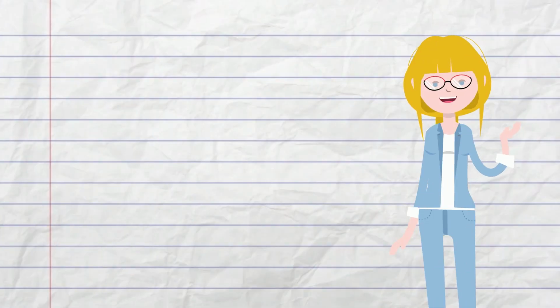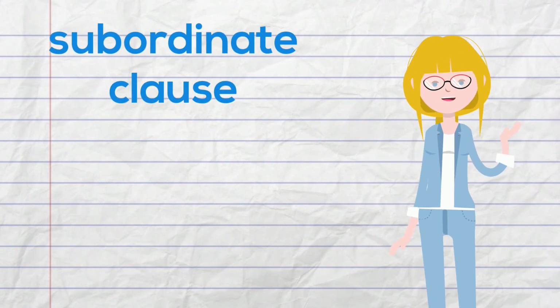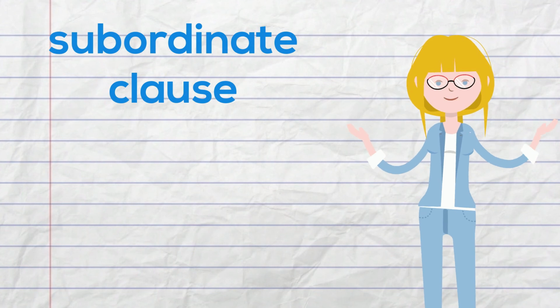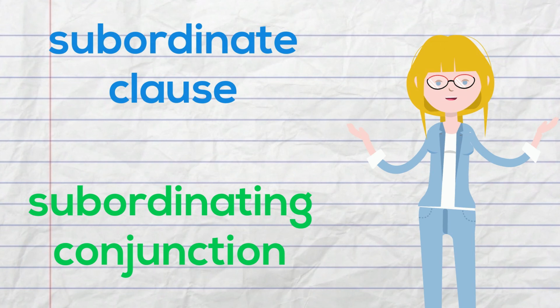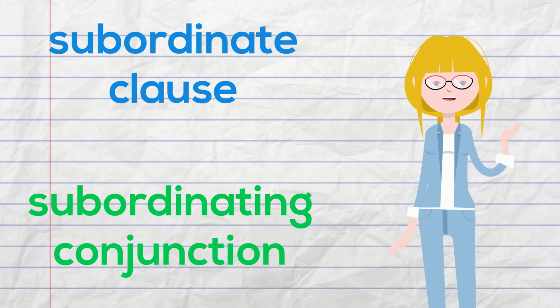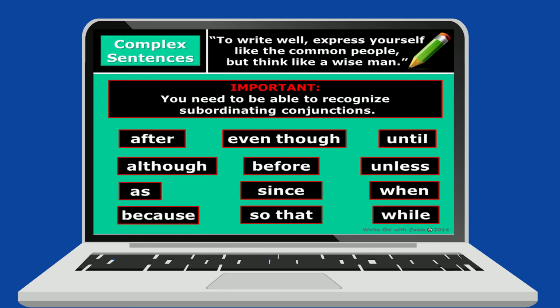In order to write a complex sentence, you need to develop a subordinate clause, and a subordinate clause must begin with a subordinating conjunction. Therefore, you need to be able to recognize the subordinating conjunctions: after, although, as, because, even though, before, since, so that, until, unless, when, and while.